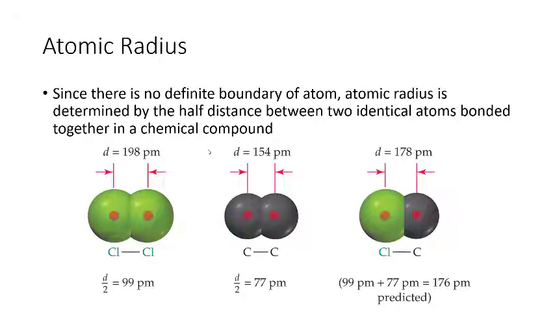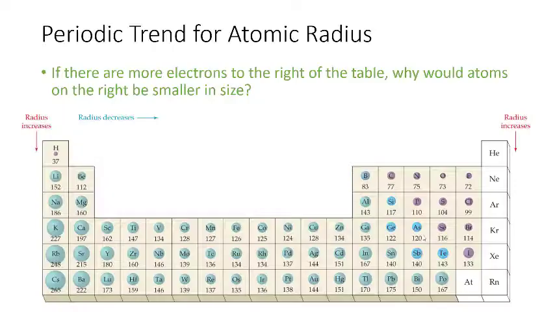Since there's no definite boundary of an atom, atomic radius is determined by the half distance between two identical atoms bonded together in a chemical compound. So for example, if we have two chlorine atoms that are bonded together, we take a look at the distance between the two, we divide that in half, and that can give us the atomic radius of chlorine. Same thing for carbon-carbon. And you can see when you put those together, you can make a pretty good prediction about the actual atomic radius of a certain atom.